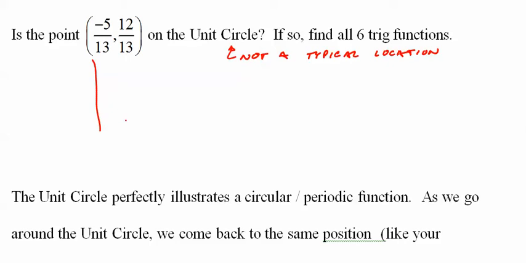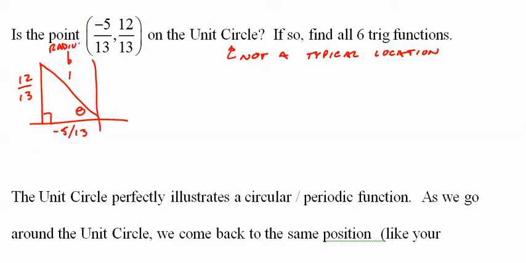So we go over here into the second quadrant. We go over negative 5/13 and up 12/13. No, that's certainly not to scale. And we say, well, I don't know if it's on the unit circle. If it is, this should be 1. Radius equals 1, like a unit circle. So let's check it out.